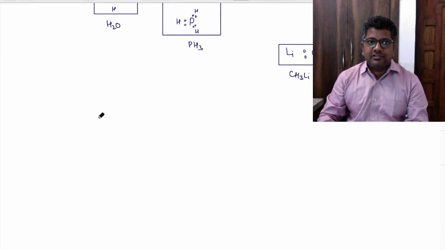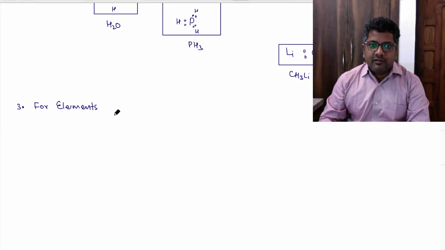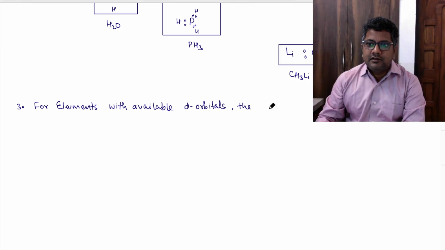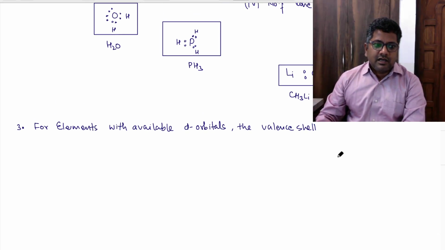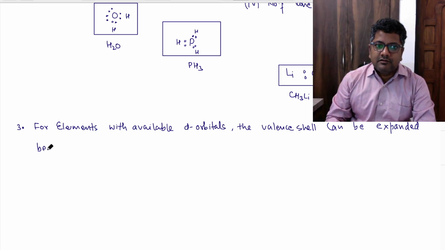Okay, now come to the third point. For elements with available d orbitals, the valence shell can be expanded beyond an octet, right?